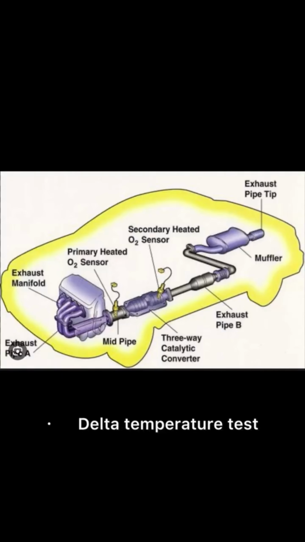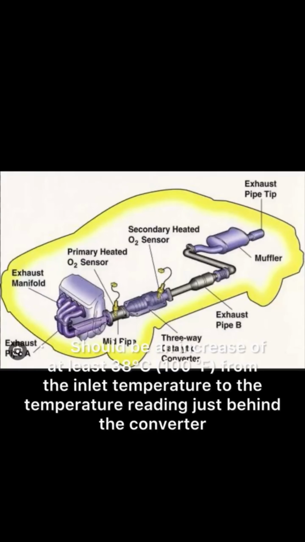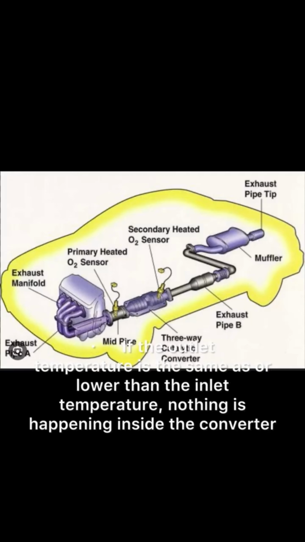Delta temperature test should be an increase of at least 38 degrees Celsius, 100 F, from the inlet temperature to the temperature reading just behind the converter. If the outlet temperature is the same as or lower than the inlet temperature, nothing is happening inside the converter.